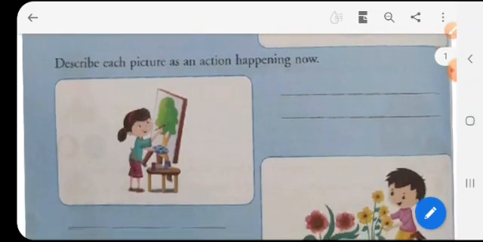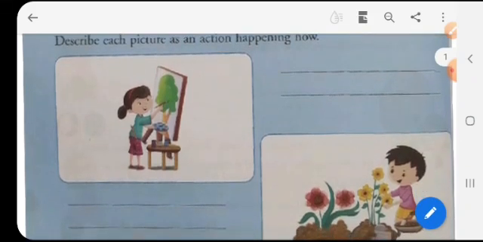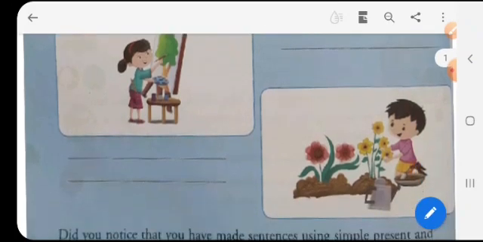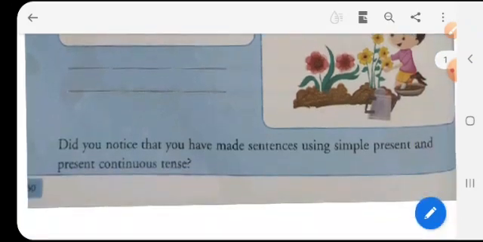Now next, you have to say what is happening or what action is being done by these people. In the first picture, you can see that the girl is drawing a picture. And in the second one, you can see that the boy is watering the plants. Now, did you notice that you have made sentences using simple present and present continuous tense? That means the boy is still doing the work. So, an ing is added to the verb that shows the work of the child. Then it becomes a continuous tense.